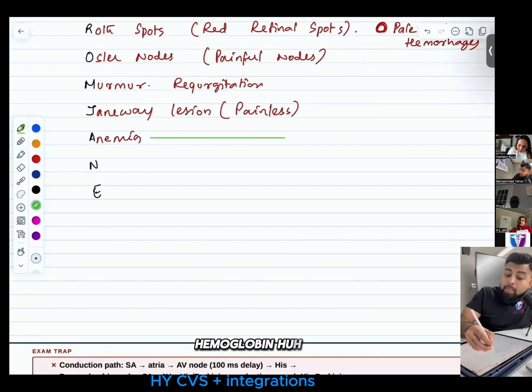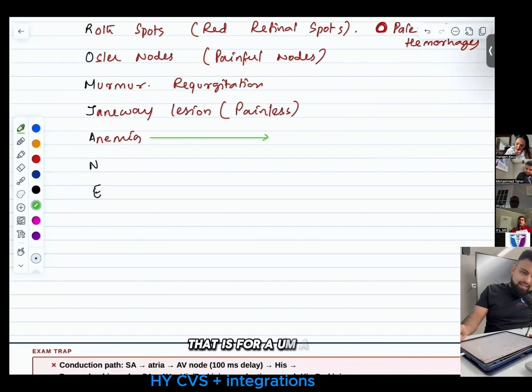Hemolytic? Is that hemolytic? No. That is for... This is anemia of chronic disease. Yeah, it's a chronic disease.